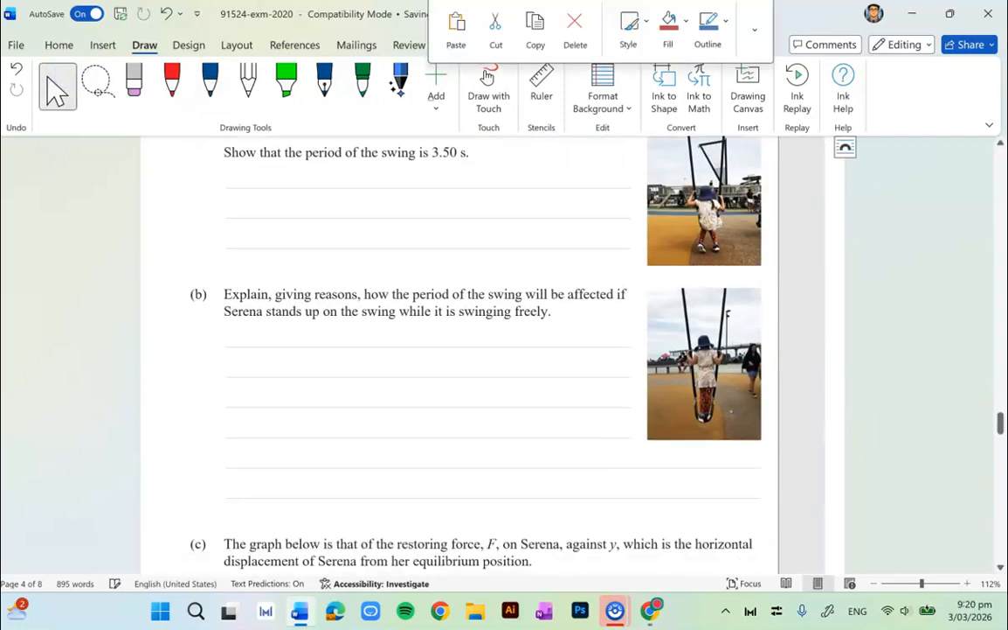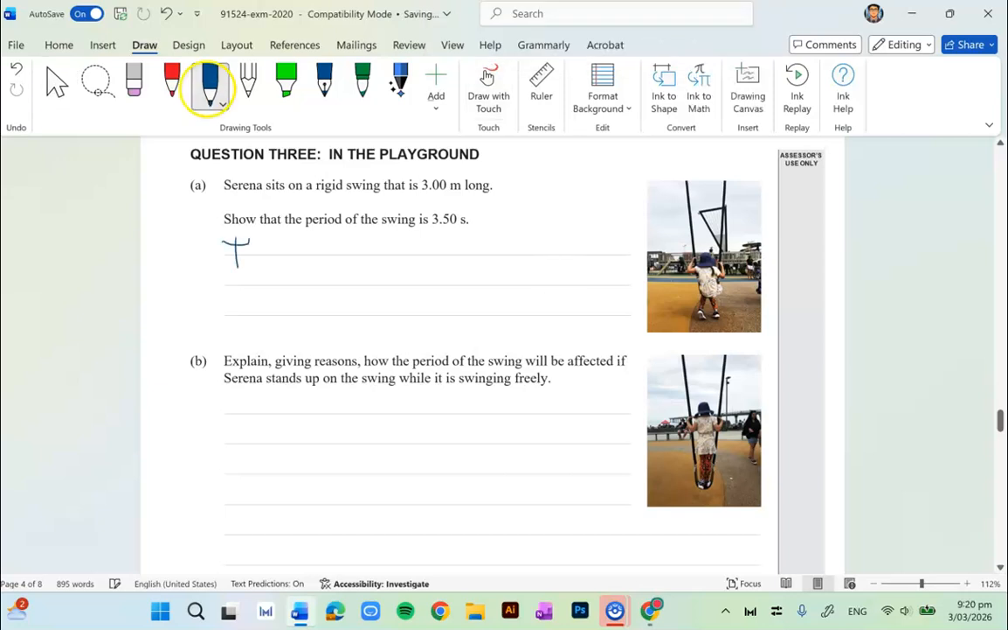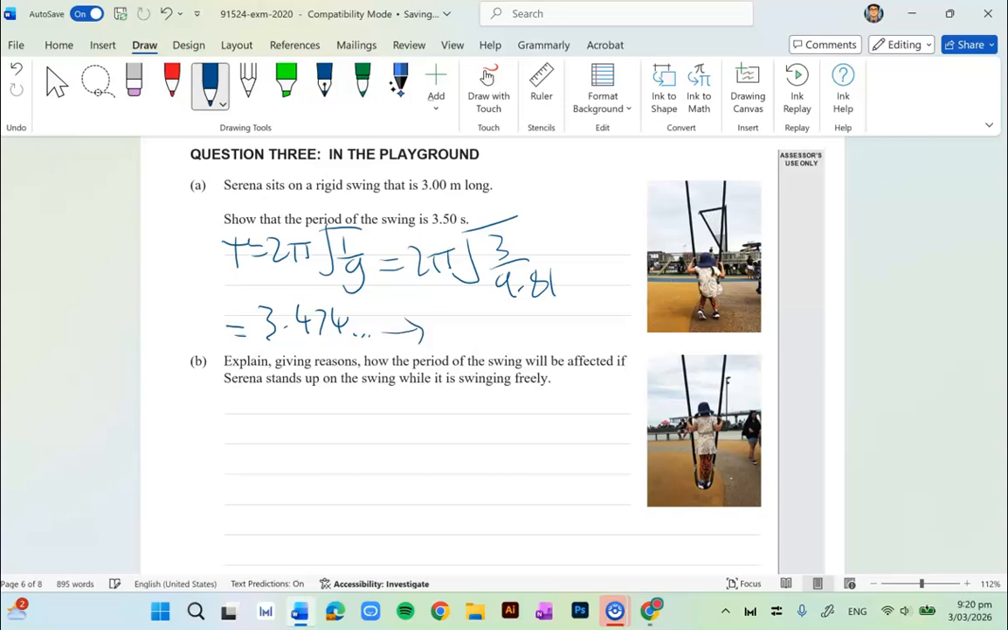Last one, let's go. 3 minutes. Speed running. This equals 2 pi square root of 3 over 9.81. 2 pi square root of 3 over 9.81. And that's going to equal 3.47, which rounds to 3.50 seconds. Next.